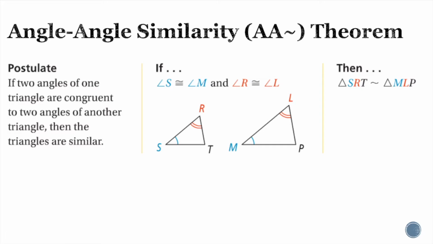The first I'd like you to see is the angle-angle similarity theorem, which states that if I have two angles, say angle S is congruent to angle M and angle R is congruent to angle L, then by the angle-angle similarity theorem, triangle SRT is similar to triangle MLP. And remember, similarity states that all the angles are congruent while the side lengths are proportional.